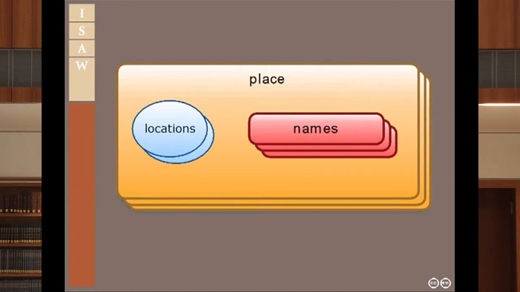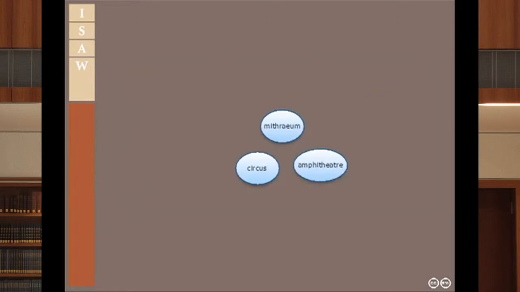So let's talk a little bit about the Pleiades place model in abstract. I've already described to you how our organizational notion is the place, and within place we have the associated locations and names. This lets us be very flexible about how we model things. Let's build up an example.